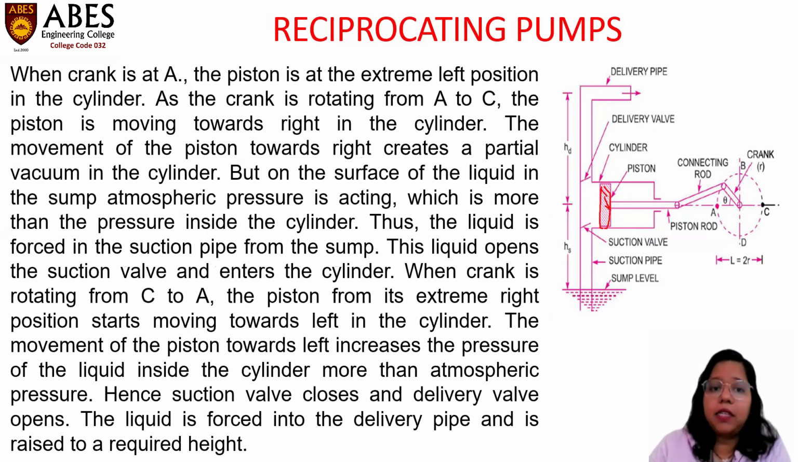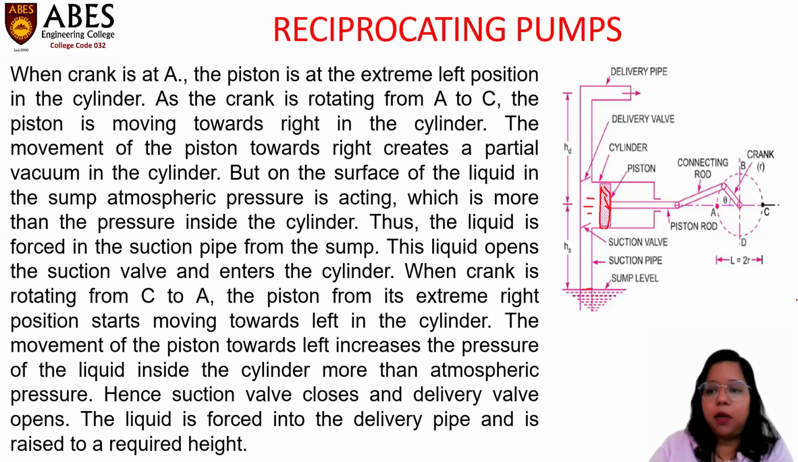Next, as the crank is rotating from position A to C, it means it is traveling from 0 to 180 degrees. The piston is moving towards the right, which creates a partial vacuum in the cylinder. But on the surface of the liquid in the sump, the atmospheric pressure is acting, which is more than the pressure inside the cylinder. Thus, the liquid is forced into the suction pipe from the sump. As there is less pressure in the cylinder, it creates the suction of the liquid into the cylinder.